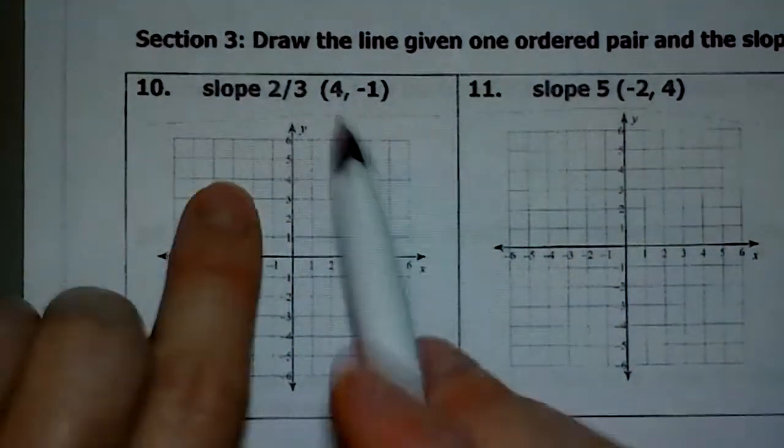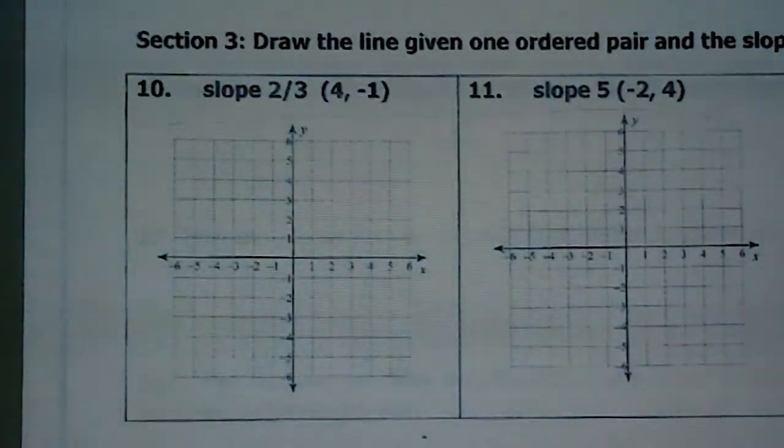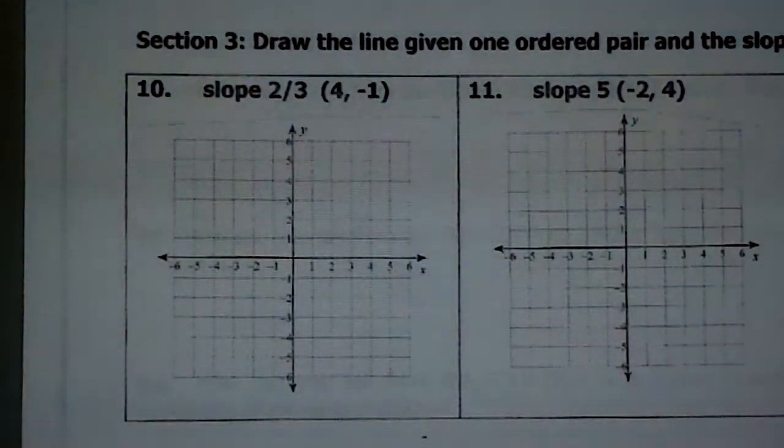Okay, so it says draw the line given using one ordered pair and the slope. If you don't have a ruler, hit pause and grab a ruler. Please use a ruler. When you take your test, use a ruler. Don't just draw your squiggly little line here. I need a nice, neat line.